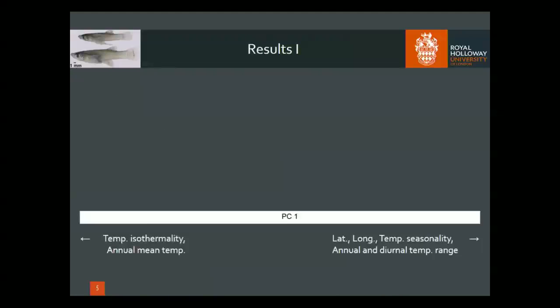So let me walk you through some of the results, and this is where some of the new data from this morning come in. First, let's have a look at some of the patterns along our PC1. I showed you all the environmental factors that are loading either positively or negatively onto this PC1. But as a quick summary, if you increase along PC1, you're increasing latitude and longitude, and basically get into colder, more variable climates at the same time.